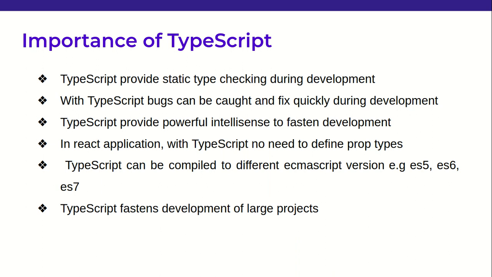So, importance of TypeScript. TypeScript provides static type checking during development. I said it already that when you're assigning types to variables, TypeScript allows for type checking. If you do some kind of wrong type declaration, like you assign a number to a string variable, it checks the type and throws errors. Now with TypeScript, bugs can be caught and fixed quickly during development. What this is saying is still the same thing that is related to having types built into your variables.